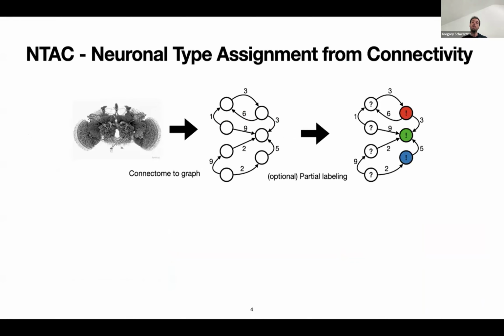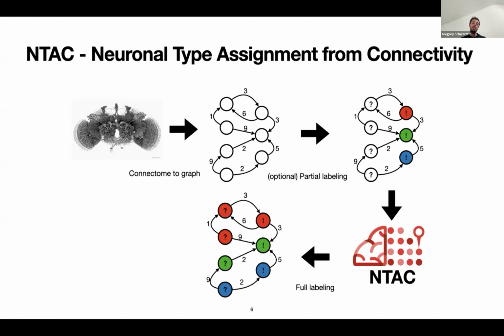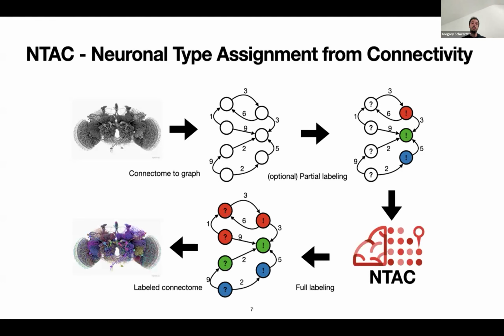Furthermore, our algorithm will also take in a partial labeling. This is an optional thing, and I will talk about this in a bit. So here, for example, maybe we have experts that label these three neurons, and they have like exclamation marks. And these nodes with question marks are the neurons for which we want to get labels. So this connectome, or this graph, will be the input for our algorithm. And our algorithm will assign labels to the unlabeled nodes, unlabeled neurons. And this is how we can label neurons in the connectome.